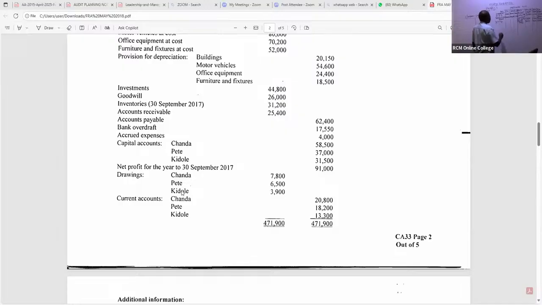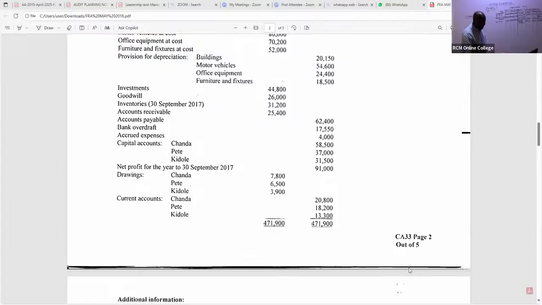So what do we have here for drawings, my good students? I can see Chanda is 7,800. Pete is 6,500. And then I can very comfortably see that this other ninja is 3,900. Great. Good.